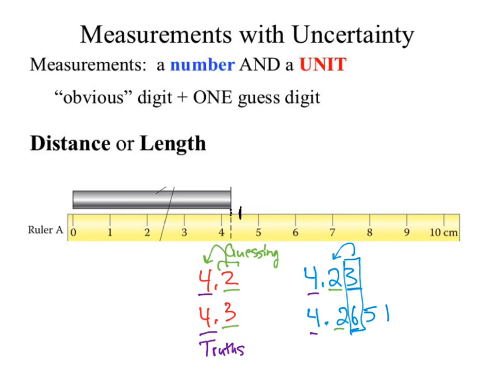So when we go through to take a measurement, we have to report all of the truths, all of the absolutes that nobody is going to get wrong, and then we have to guess one more. Okay? And we guess one more because there's meaning there. We can draw meaning from that.